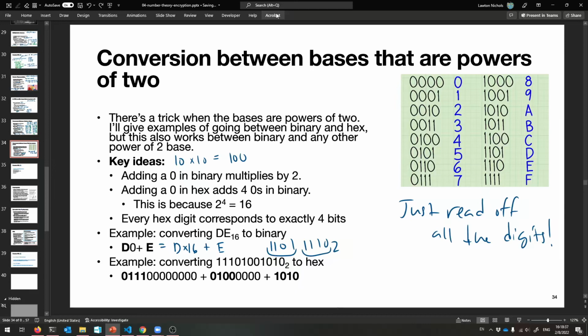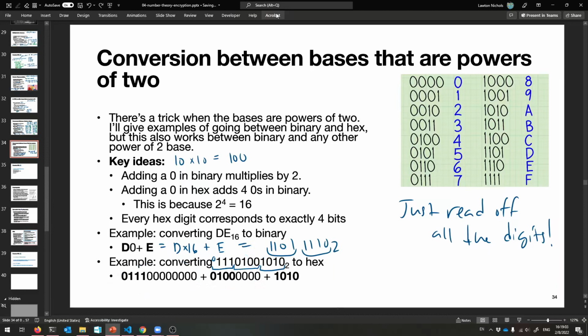Same with the other direction. If you want to convert this fancy binary number to hexadecimal, you just group this, starting from the right, into groups of 4 bits, because every 4 bits is a hex digit. There's secretly a 0 here then. And think about it this way: it's that rightmost number, plus this one with 4 zeros at the end, plus this one with 8 zeros at the end.